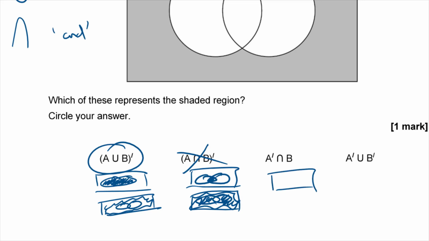Not in A intersect B. So not in A and in B. So that is just going to be that bit there, isn't it? Not in A intersect with B. And then this last region, not in A union, not in B, is the same as the one we had earlier. So not in A union. So I can shade all that, and I can shade all that, and it just leaves me that little bit in the middle again. So yeah, it's definitely that first one there, A union B dash.